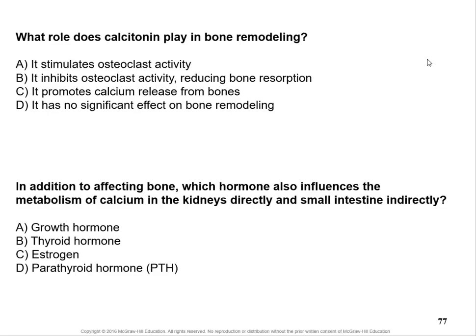What role does calcitonin play in bone remodeling? Well, remember, calcitonin is going to inhibit osteoclast activity, reducing bone resorption. So B, inhibits osteoclast activity. And what's that going to do? That's going to decrease blood calcium levels.